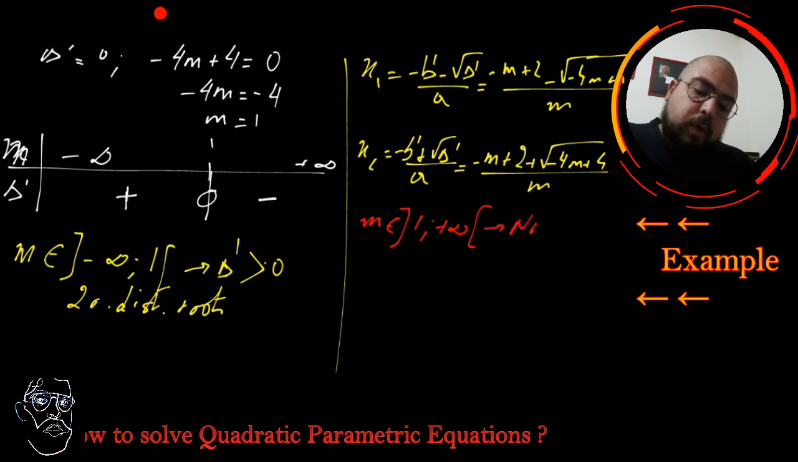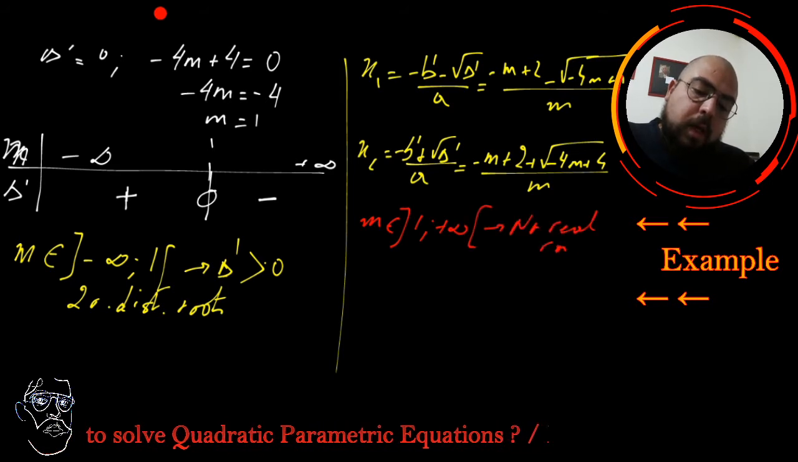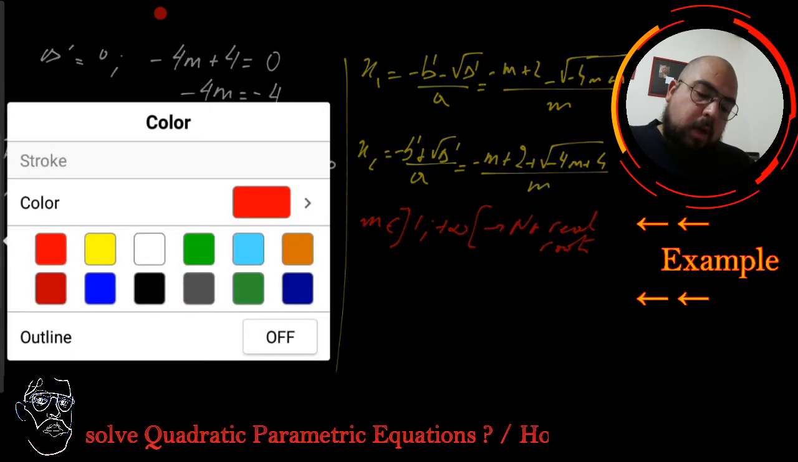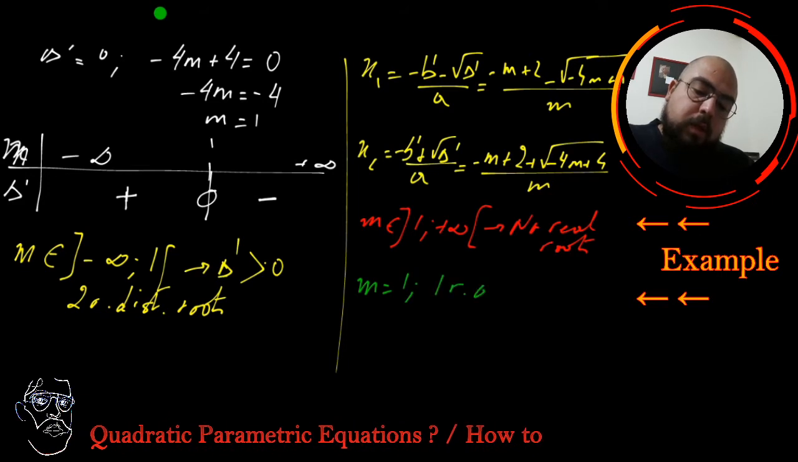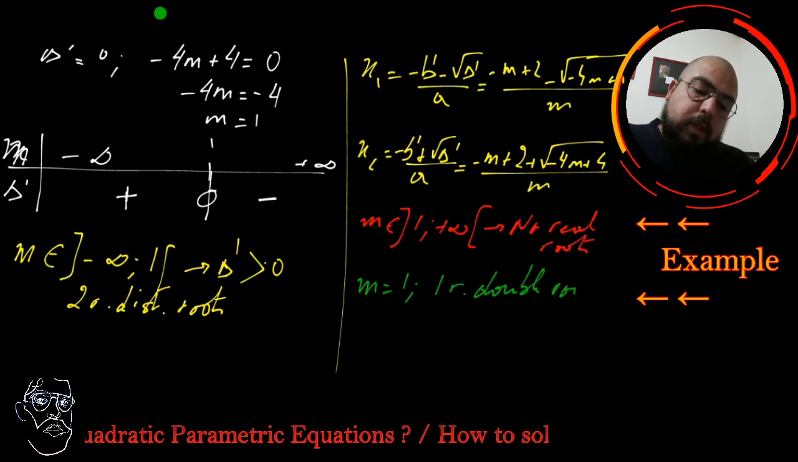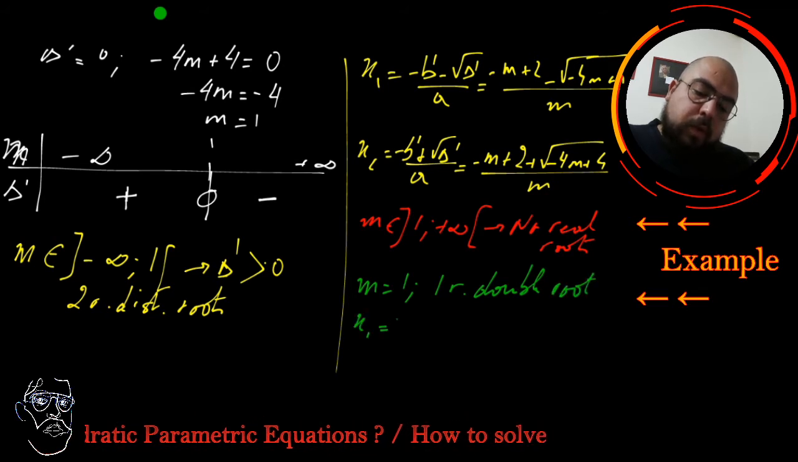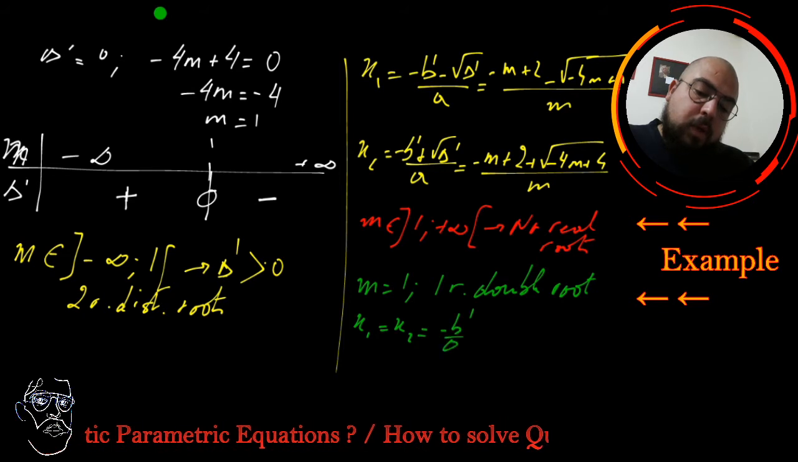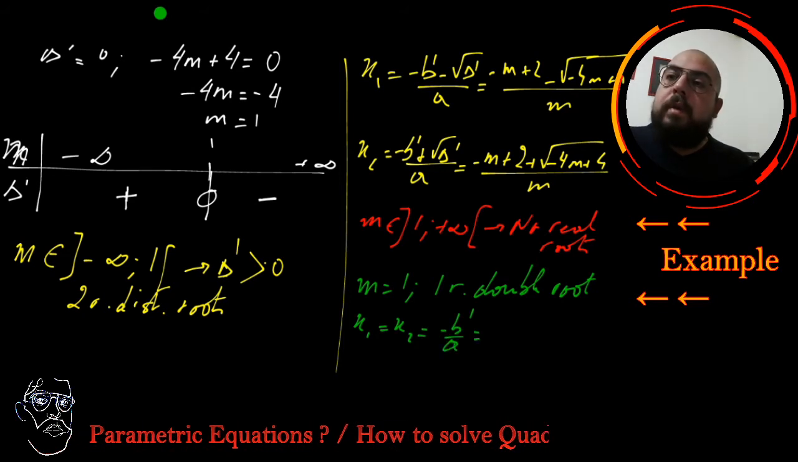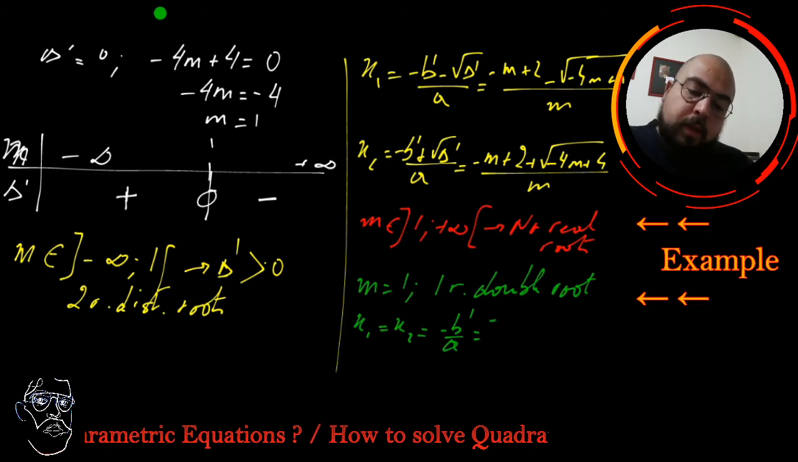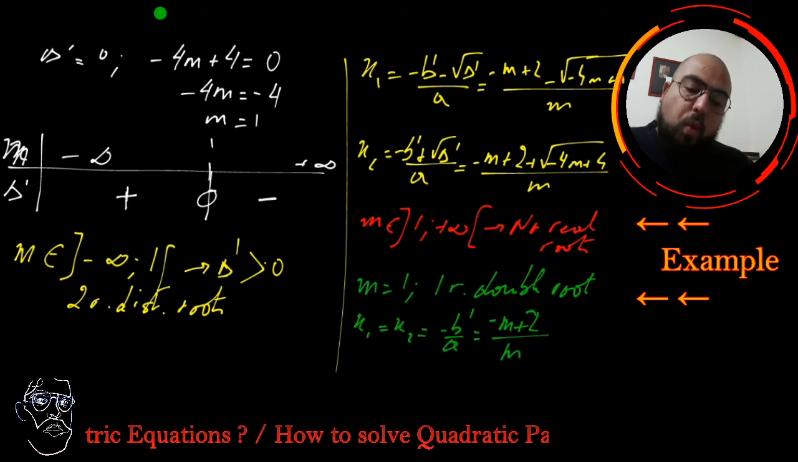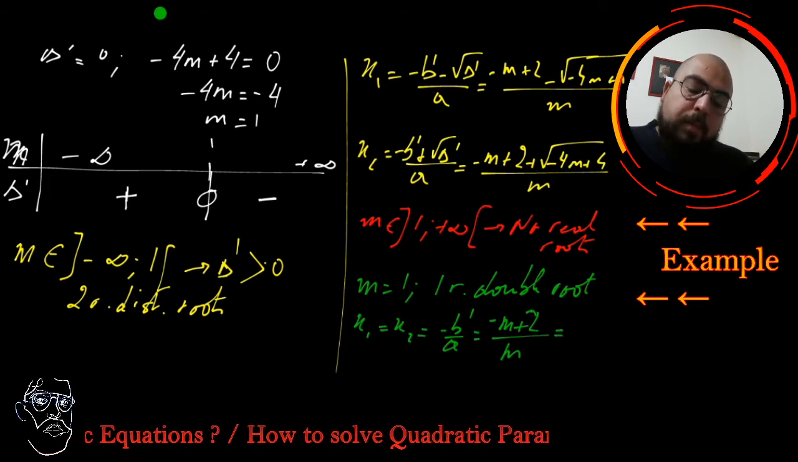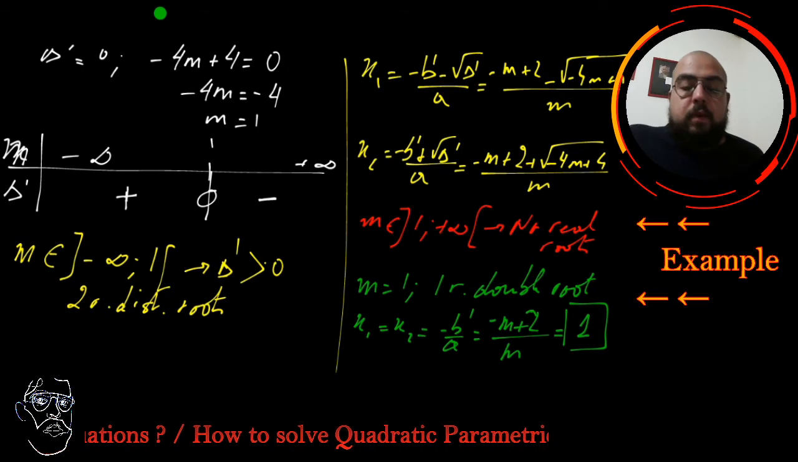You will have no real roots. And as for the case of m equal to 1, you will have one real double root. You can of course calculate that root. x1 is equal to x2 is equal to minus b prime over a, where b prime is minus m plus 2 over m, and of course you will have to replace m by 1, so it will be minus 1 plus 2, it's 1 over 1, so it's 1 as the final answer.